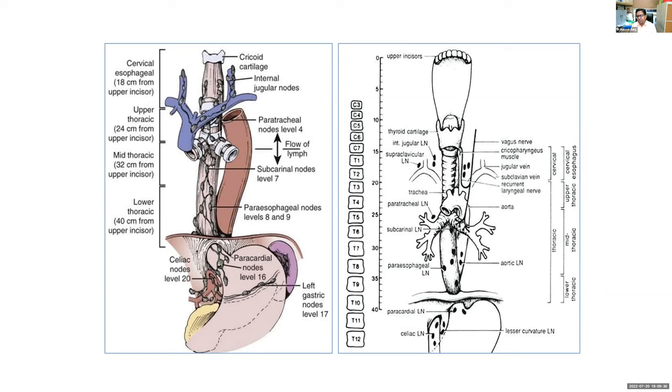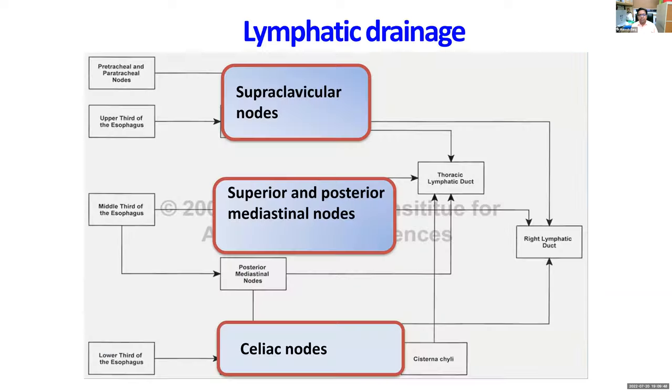And since most of these cancer surgeries are done in conjunction with the anesthesiologist along with the surgical oncologist, we should be well-versed in the lymphatic drainage of these types of tumors. So primarily, we can divide them into supraclavicular nodes, superior and posterior mediastinal lymph nodes, and celiac nodes.